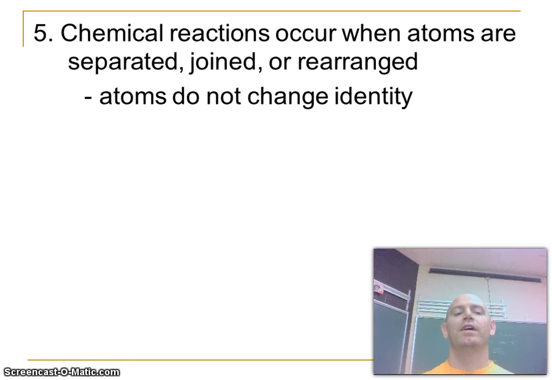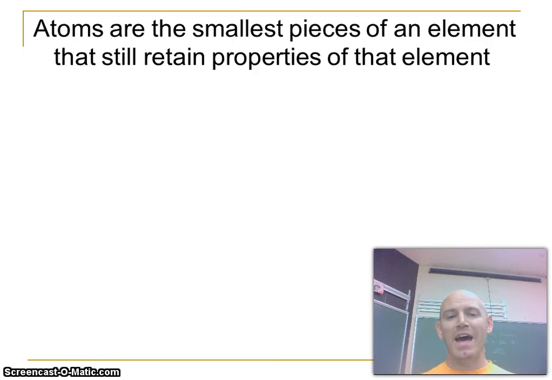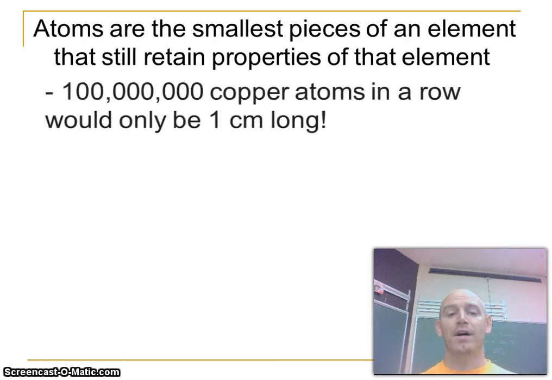Rule 5. Chemical reactions occur when atoms are separated, joined, or rearranged. But the atoms do not change their identity. So when you have a chemical reaction occur, you are not destroying the atoms. You are simply pulling them apart, you are breaking their chemical bonds, and then you are forming new ones. But you're not changing what the atoms are. And atoms are the smallest pieces of an element that still retain the properties of that element. That's kind of the definition of an atom.